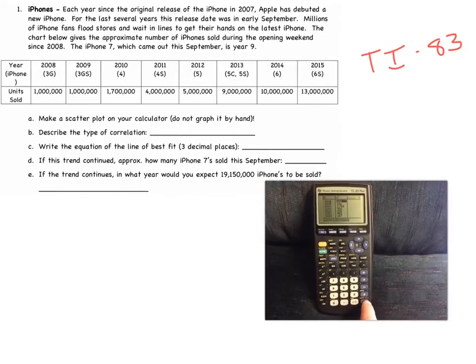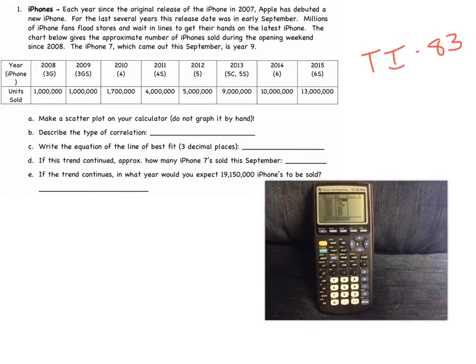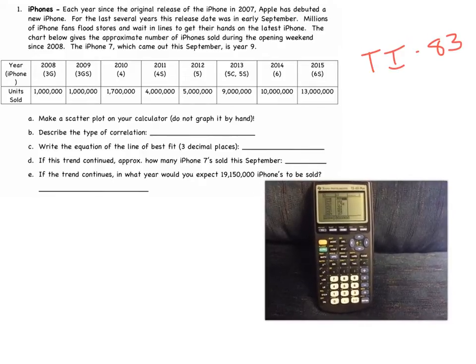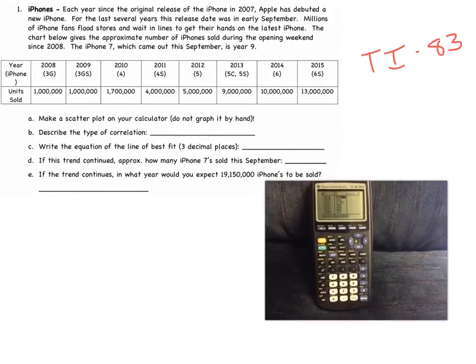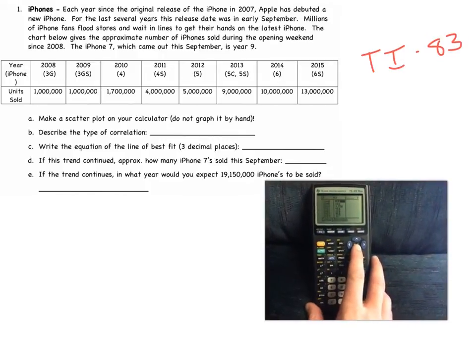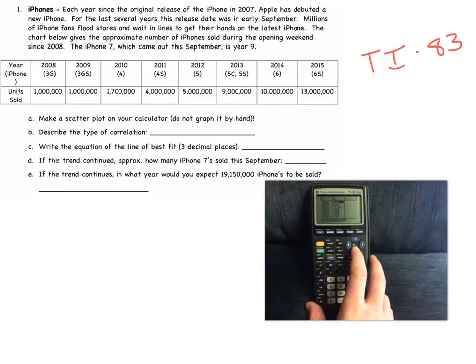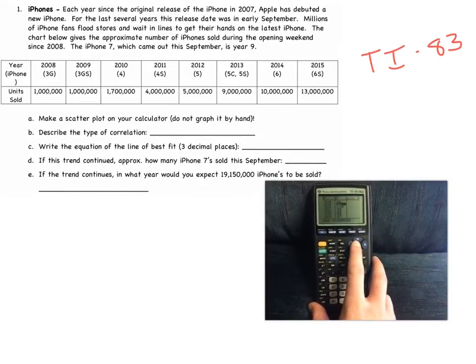And just to save a little bit of time, I already typed in my years to L1 and my units sold into L2. Since the units sold is numbers that are in the millions, you can see that under L2, these numbers say E, but when you highlight them, the whole number shows up at the bottom of the screen.